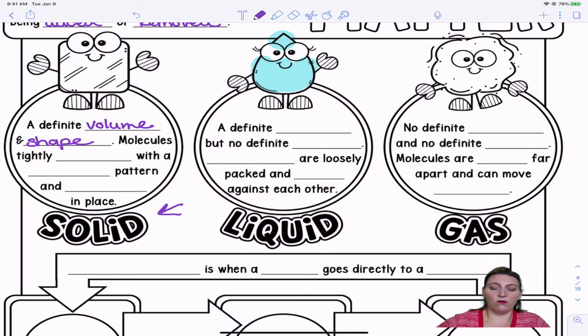If I move to liquid and answer those same questions for a liquid, well, liquid would have a definite volume, but not a definite shape. Think of taking water from one container to another. Its volume is going to stay the same, but the shape is going to be whatever the shape of the container is. And of course, a gas has no definite volume and no definite shape.